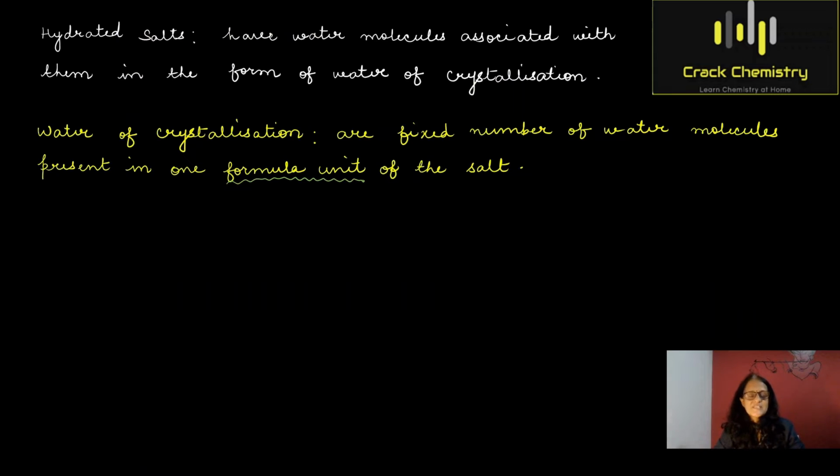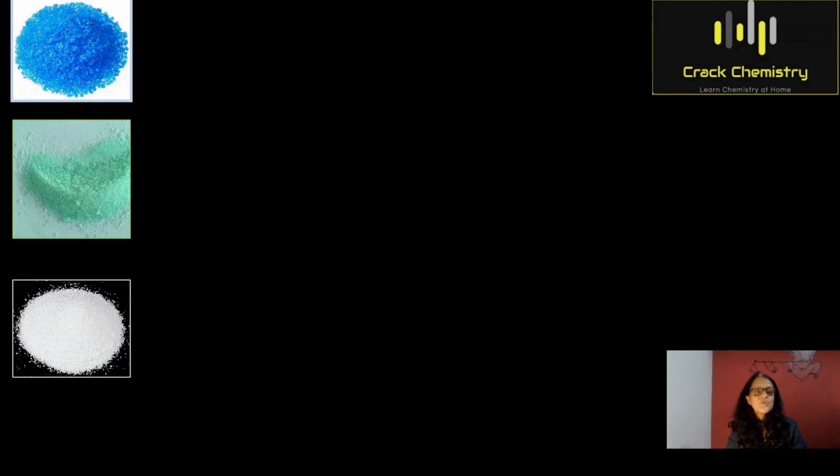Now I would like to discuss a few more examples of hydrated salts. In this diagram, you can see this is the blue colored salt. This salt I just now discussed with you. This is blue vitriol. Its chemical name is copper sulfate pentahydrate. Its formula is CuSO4.5H2O. On heating, it changes into a white colored anhydrous copper sulfate salt.